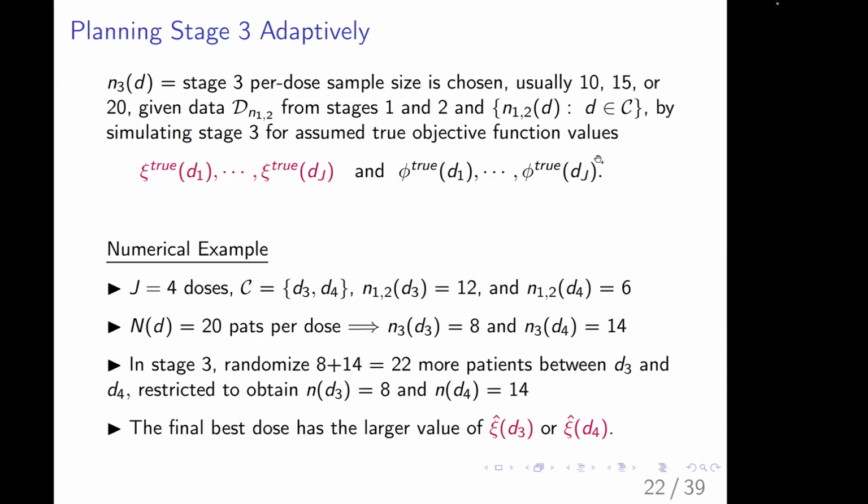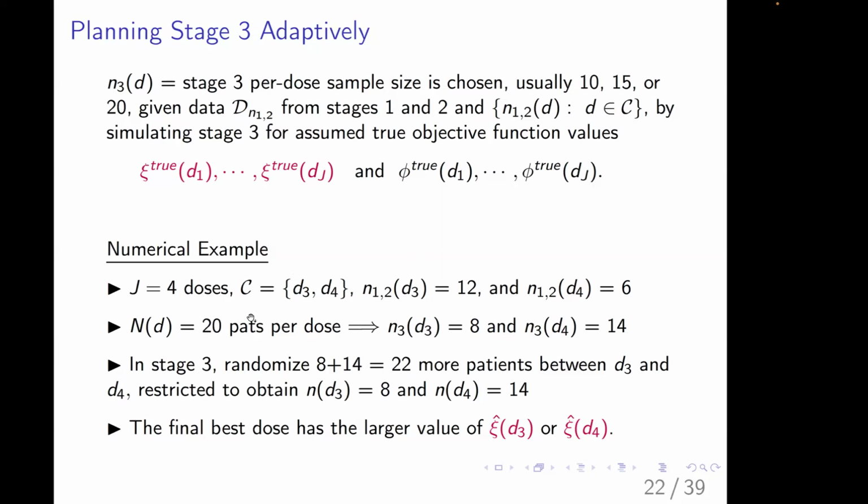Well, you take the data that you've got so far and you say, well, what are my criterion functions, the psi values at each dose of the long-term criteria, and the phis at each dose of the short-term criteria. Let's just simulate the trial for different values of those and see how it behaves. Use that to pick our per dose sample size in stage 3. Here's a little mini example. You've got 4 doses. Your candidate set turns out to be doses 3 and 4. You've already treated 12 patients at dose 3, and you've already treated 6 patients at dose 4.